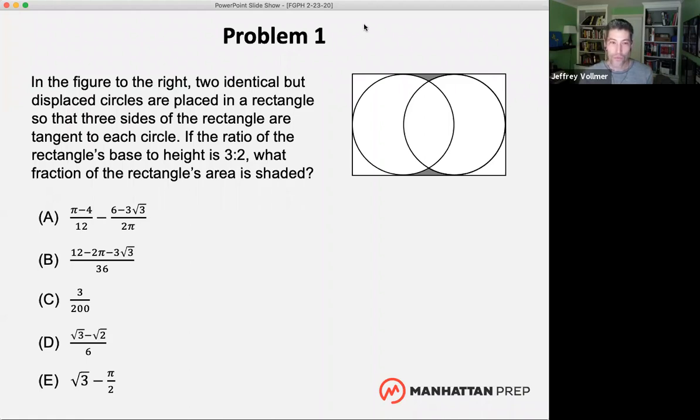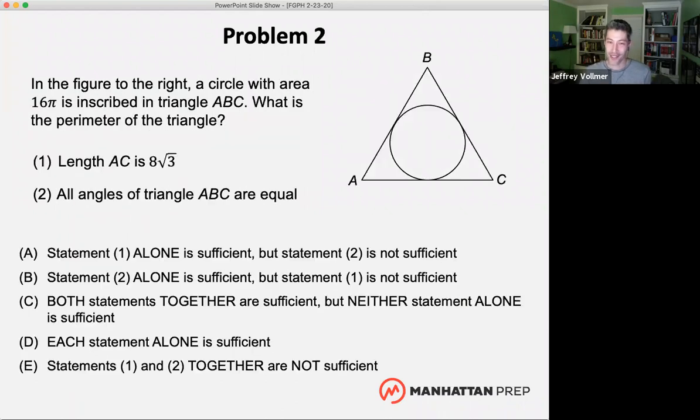Cool. So we will see this problem again. It will come back before the end of the lesson. Hold on to your horses. Let's go take a look at a different one.